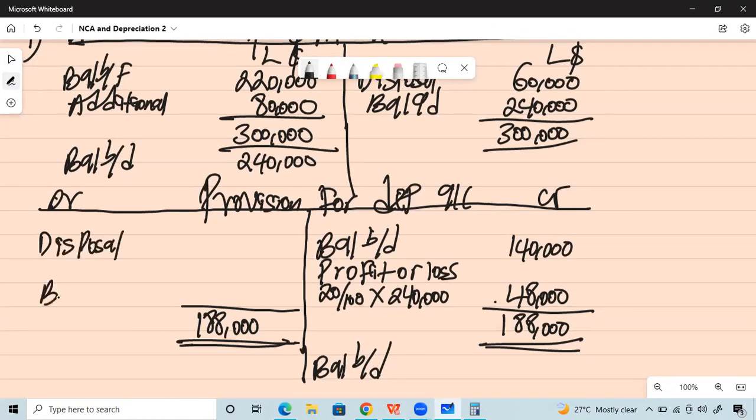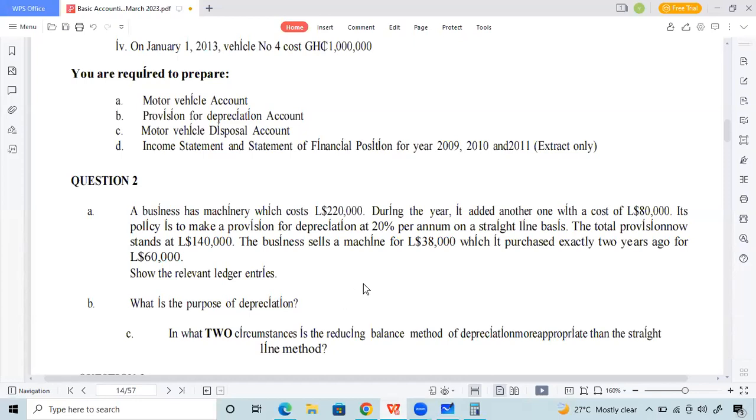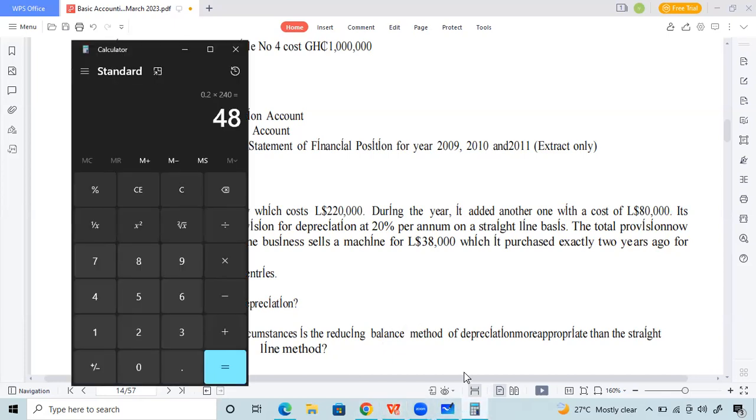Then we'll be waiting for our balance. So what you just do, let's say the business sells a machine for this, which was purchased exactly 2 years ago. So what could have been the total depreciation that you could have charged on it for 2 years, for 60,000?